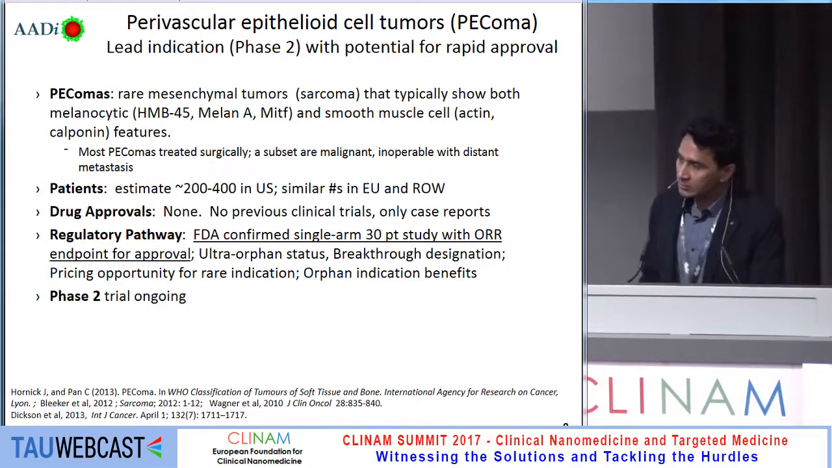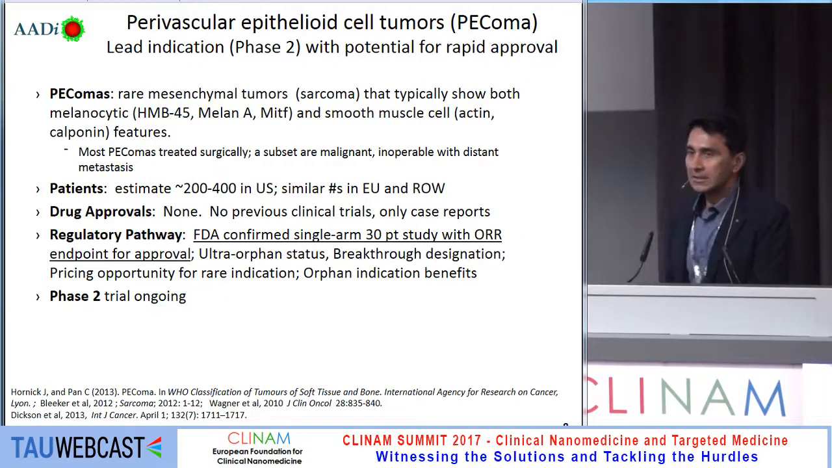And so what are we doing here? We have initiated a phase 2 trial, and because it's a rare indication and there's no prior approvals in this setting, we have the opportunity for a fast track, small number of patient study, and a response rate endpoint for approval if the drug works as promised.